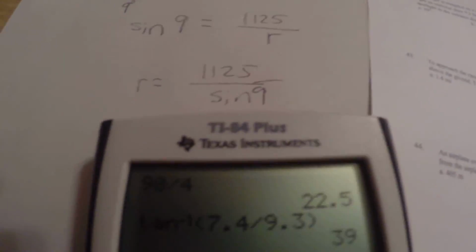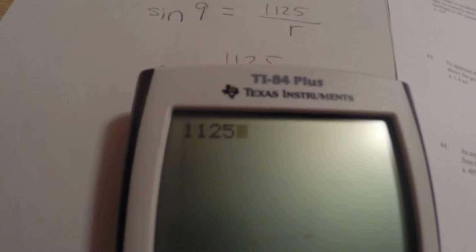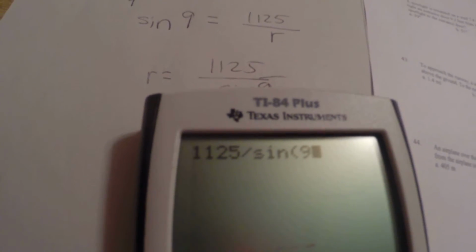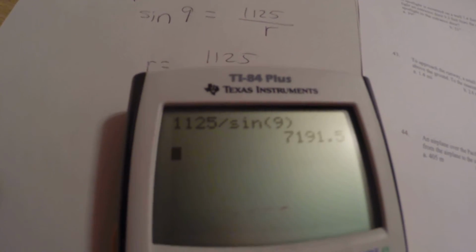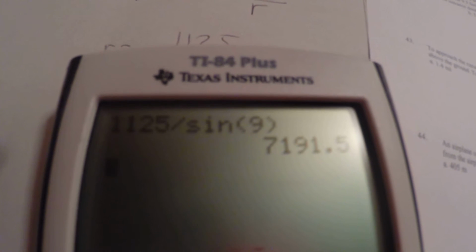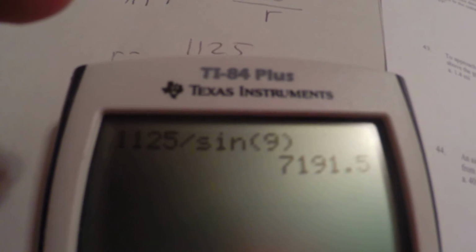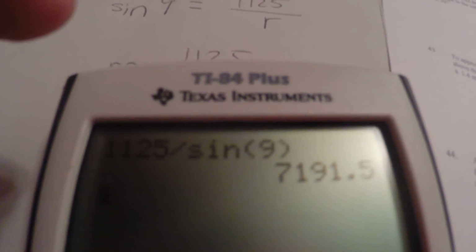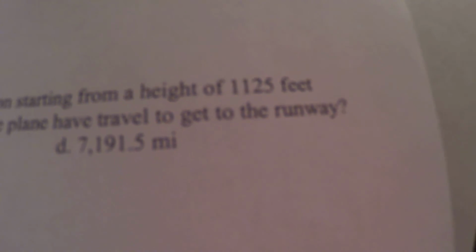So let me put the calculator here, clear. And we're going to type in 1125 divided by sine 9. It's always weird when it's just like a random number. Sine 9. Boom. 7191 or 7,191.5. Looking at my answer choices, that is D. Fantastic.